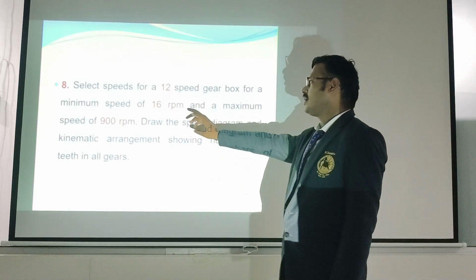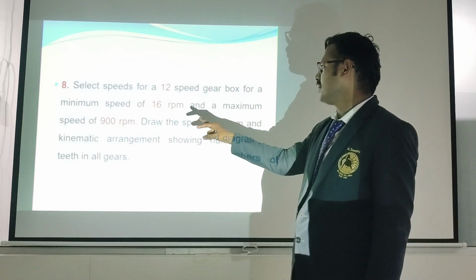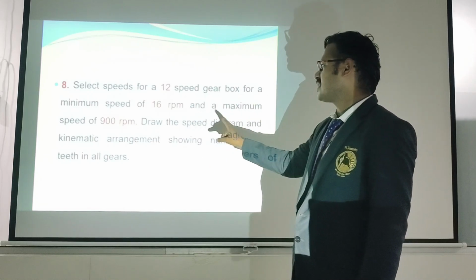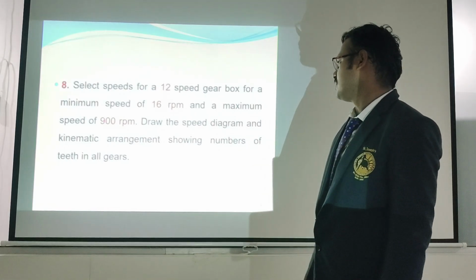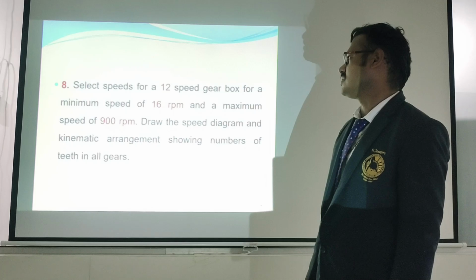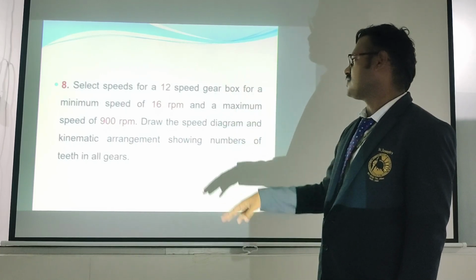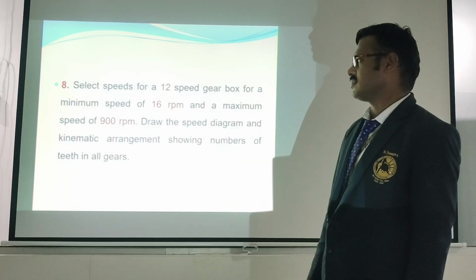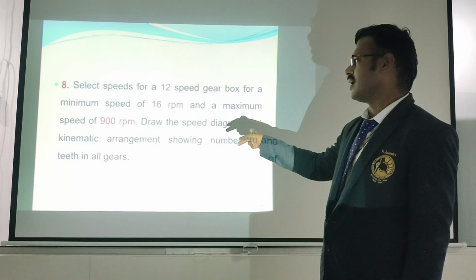Okay. Now I read the problem. Select speeds for a 12-speed gearbox for a minimum speed of 16 rpm and a maximum speed of 900 rpm. Draw the speed diagram and the kinematic arrangement showing number of teeth in all gears. So they have given minimum rpm, maximum rpm and number of speeds. So three data they have given. We need to draw kinematic diagram or speed diagram.